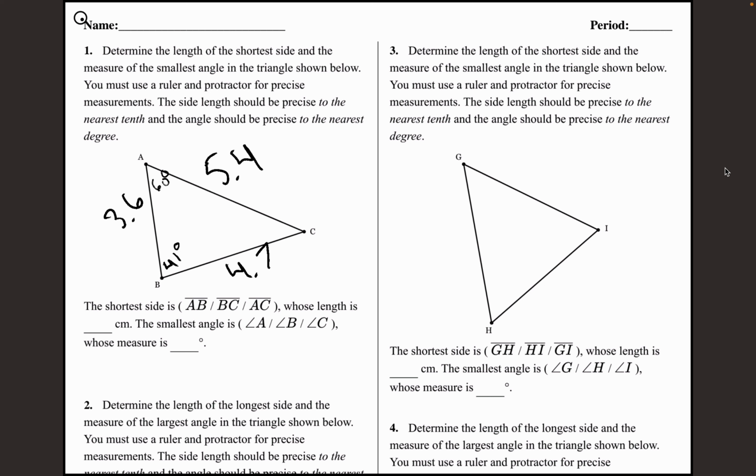Do I need to measure angle C? Why no? If you already know what angle A and angle B are, do we really need to measure angle C? No, because we can solve it. How can we solve that? How do you know that? How do we solve it?